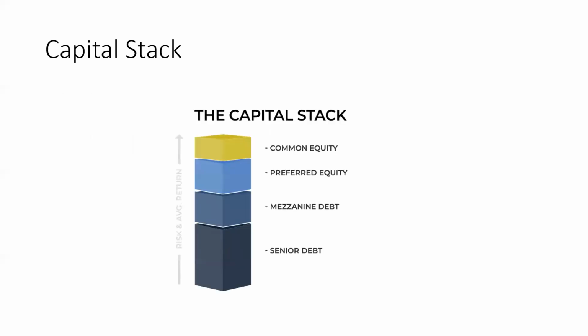Now we're going to look at this great little scenario. So here's a little picture of the capital stack. As you can see here at the bottom, senior debt, this is the most safe investment, first to get paid out in cash. You're taking on little risk, little reward. At the top is common equity. This is high risk, high reward.